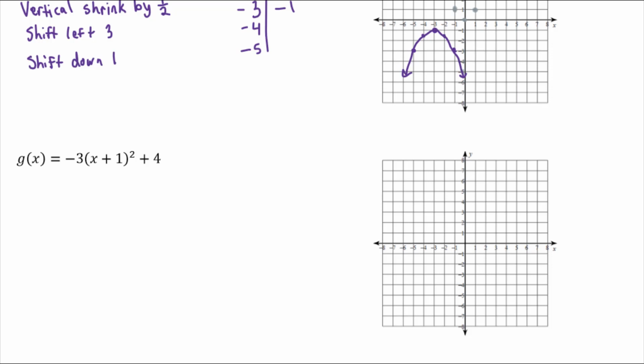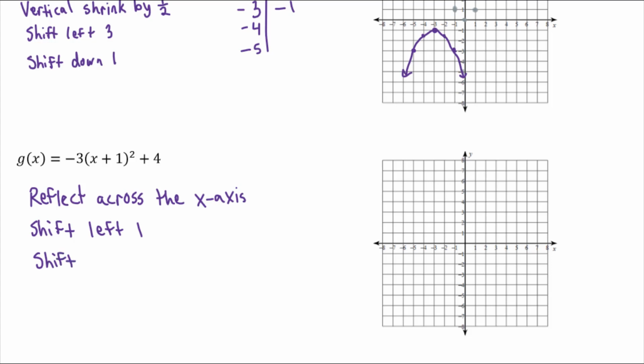Okay, so now that you're back, I'll just go ahead and tell you what all's going on here so you can check and see if you've got the hang of it. The negative makes us reflect again. The +1 on the inside is part of the super secret opposite society, so that's a shift left 1. The +4 on the outside is not part of the super secret opposite society, so it shifts up 4. And then the 3 is a vertical stretch by 3.